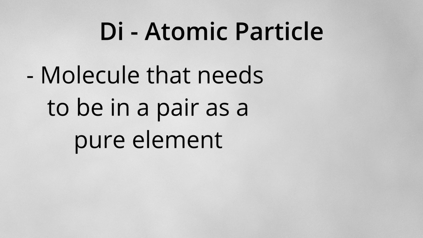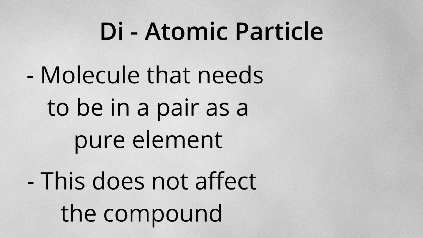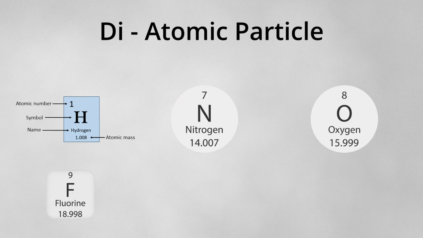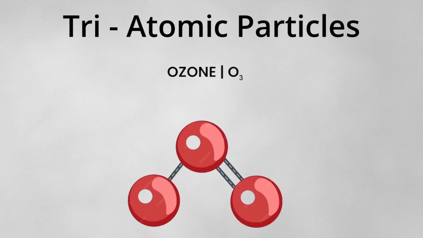A diatomic particle is a molecule that needs to be in a pair as a pure element. This does not affect the compounds. The 7 diatomic particles are hydrogen, nitrogen, oxygen, fluorine, chlorine, bromine, and iodine. There is one triatomic particle, which is ozone. Reactions occur when electrons move from one valence shell to another.